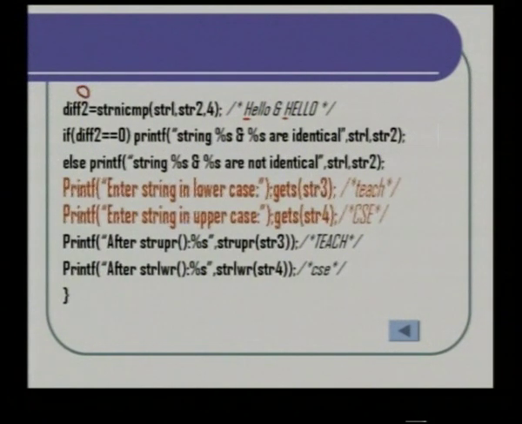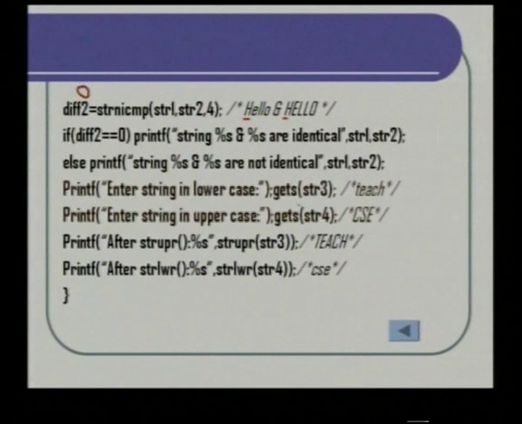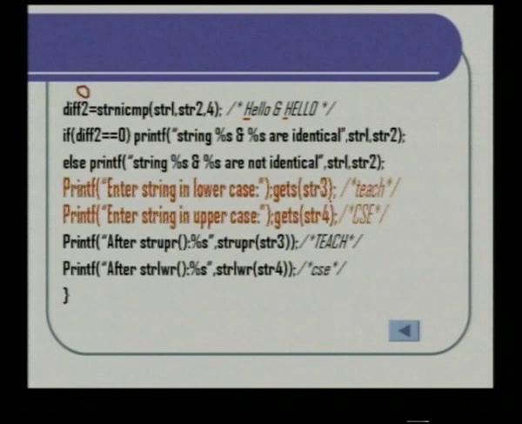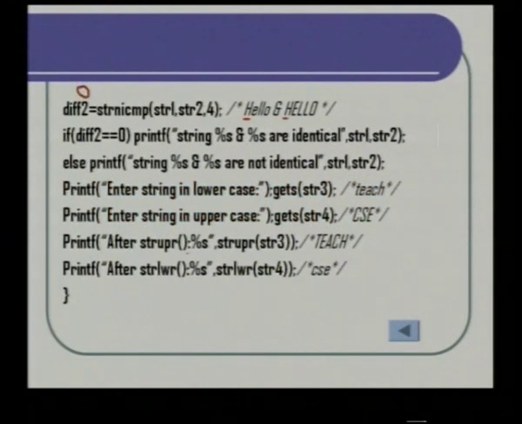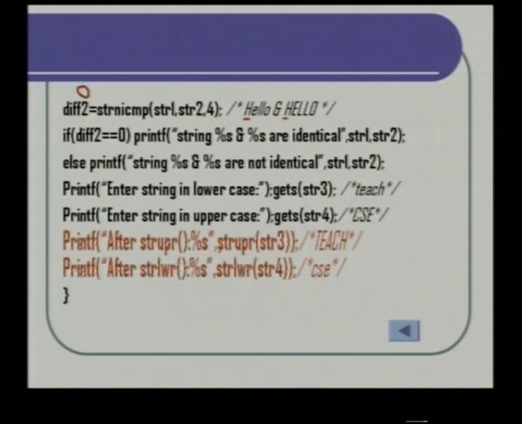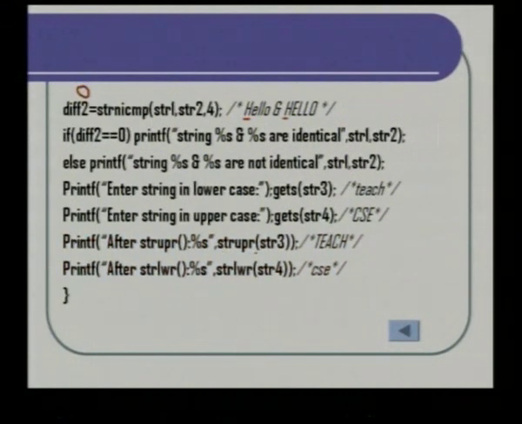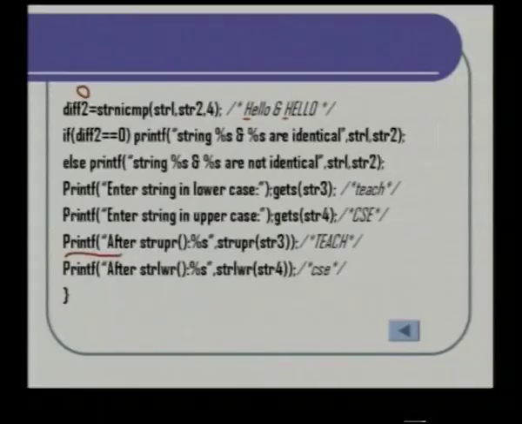Next, I am converting these two strings from upper to lower case. For that I am getting two more strings, one I am entering in lower case, one I am entering in upper case, and I am just printing the string like this. In the printf statement, after strupr, I am converting this string 3 to upper case and directly printing it. I am not copying it to another string or doing anything like that. This function will automatically return as its answer the converted string only. So, I am directly using it in the printf statement.